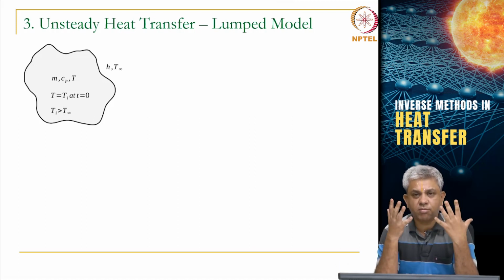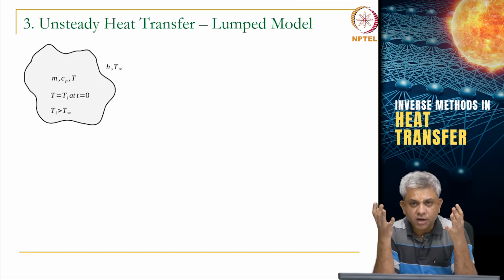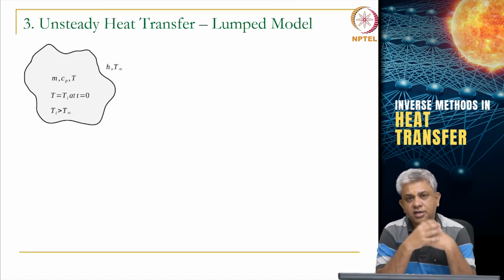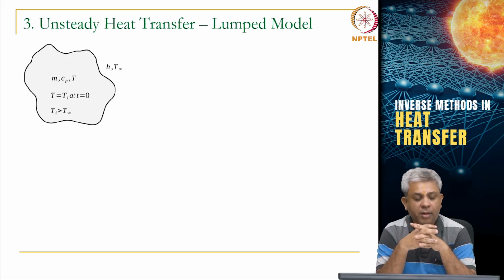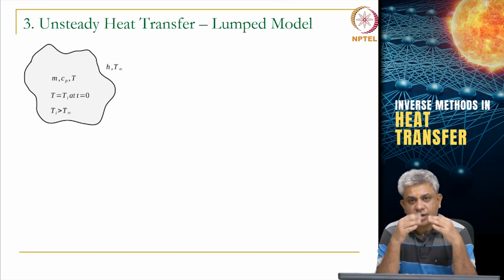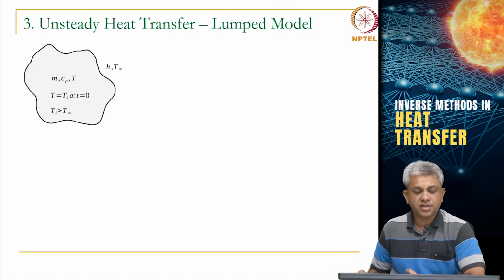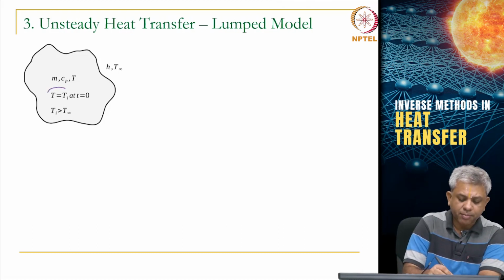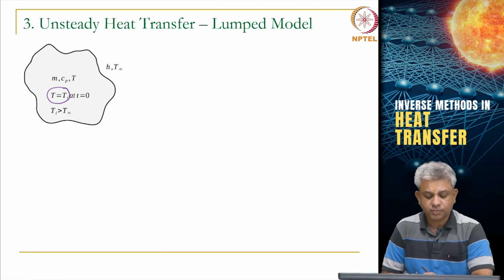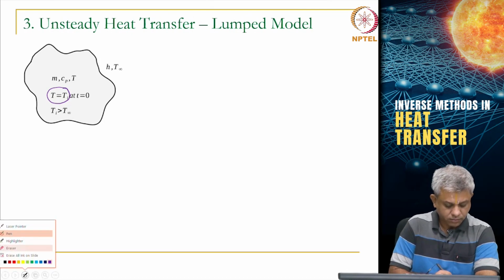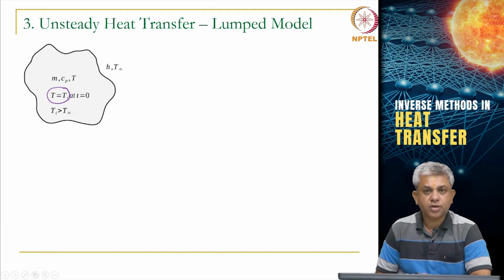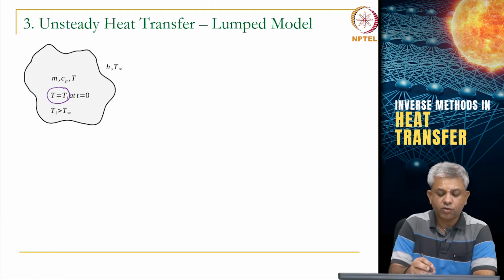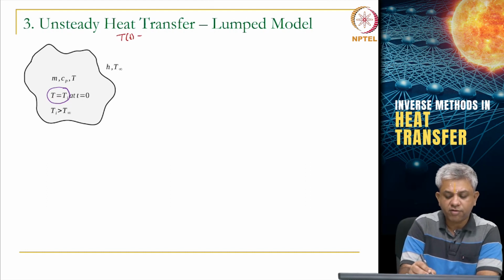So, let us take some arbitrary body, let us say it is hot and it is suddenly quenched in a fluid, and assuming that the Biot number is of a certain sort, you can now start finding out the temperature variation of this body over time. Let us take this case. Let us say the temperature is roughly uniform within the body, and it is kept at an initial temperature of T equal to Ti.